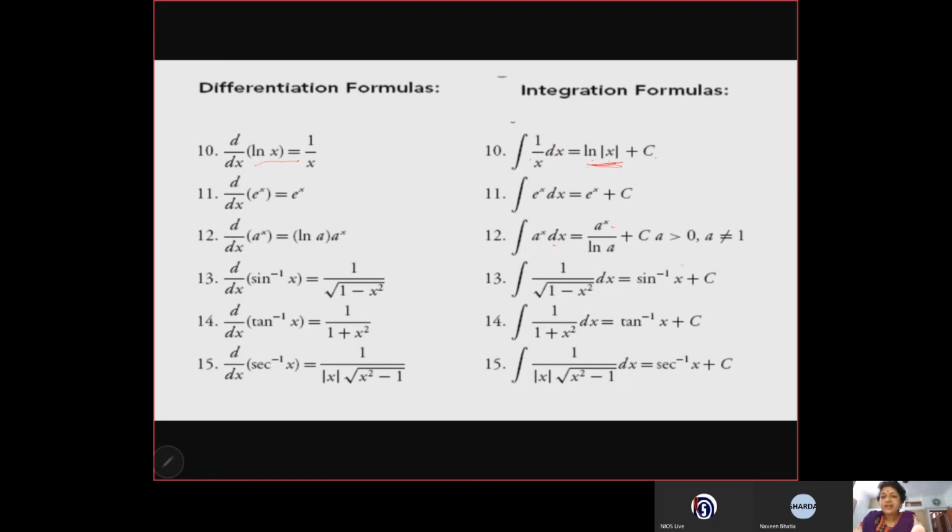plus c. For inverse trigonometric functions, I think we are all aware, the derivative of sine inverse x is 1 upon root of 1 minus x squared. Cos inverse x derivative would be negative. So the integral of 1 by root 1 minus x squared dx is nothing but sine inverse x plus c.